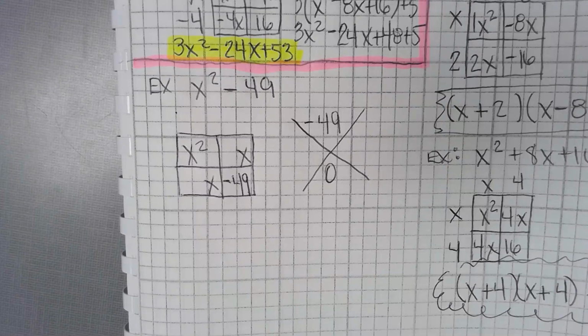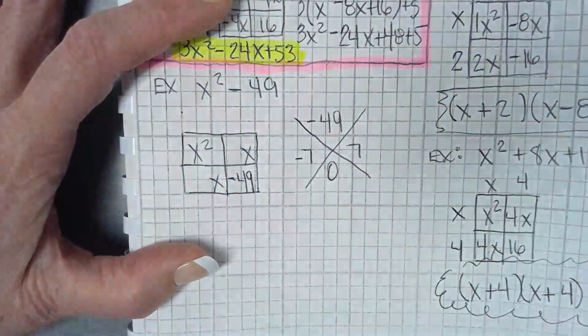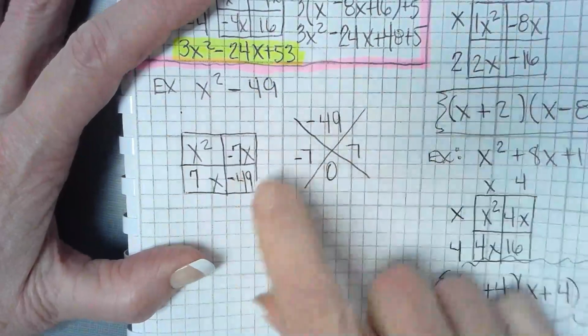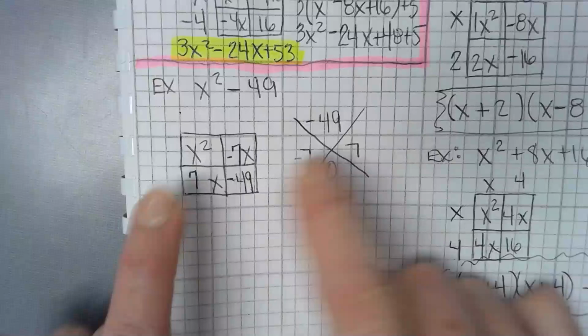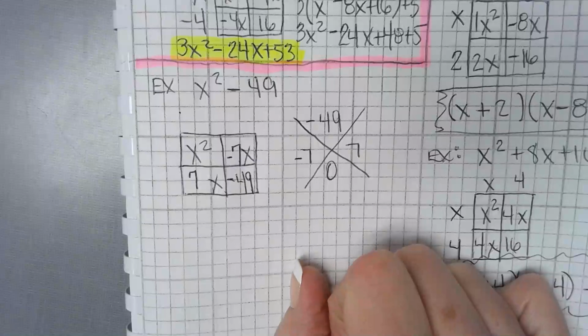Say again, I'm looking for the magic numbers that multiply to get me negative 49, but when I add them together, I get 0. It's negative 7 and positive 7. 7 times 7 is 49. Negative 7 added to positive 7 is 0. So a negative 7 and a positive 7 are the magic numbers that go in here. And by the way, when you get these two numbers, it doesn't matter which spot you put them in. It's still going to work out.